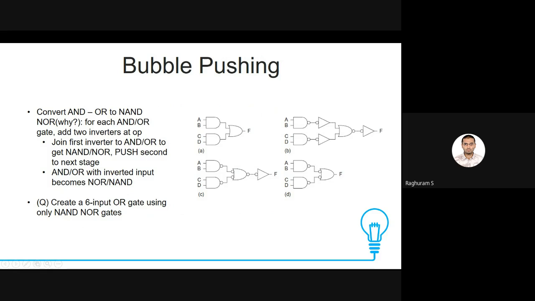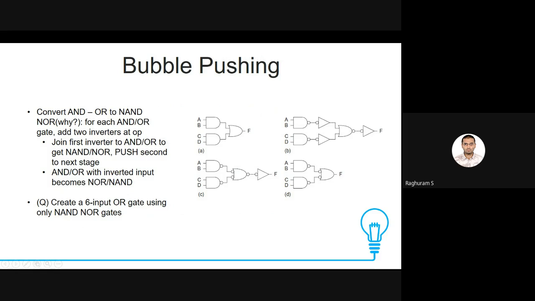The second inverter, you push it to the next stage. That is, you give the inverted inputs. And what inverted inputs do, from De Morgan's laws, is this: if I have an AND gate and instead of A B I give A bar B bar, the output of the AND gate is A bar into B bar.